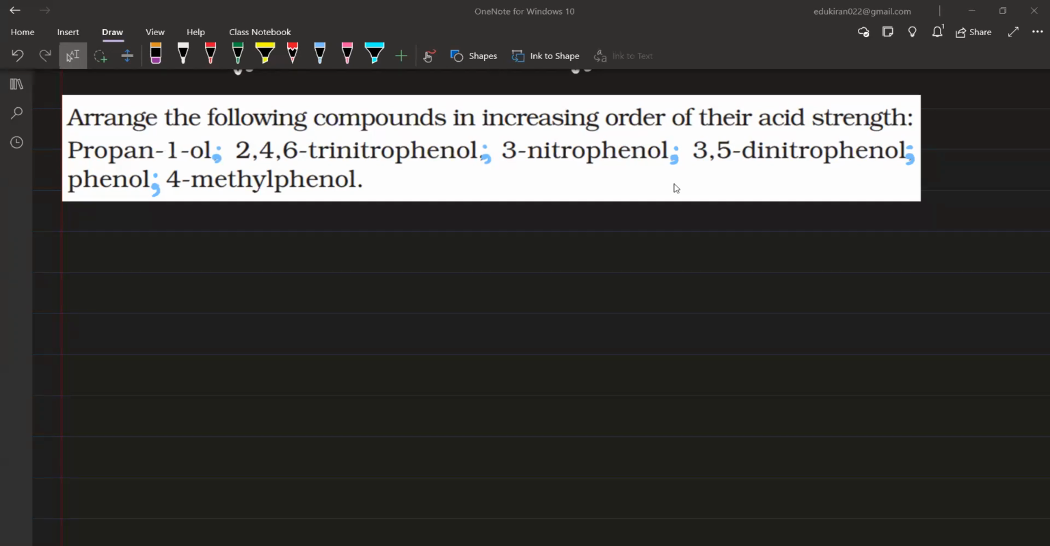Okay, so let us see. We have the first structure, that is propane 1-ol. Propane 1-ol will be, I think your structures are fine. So see, propane 1-ol: 1, 2, 3 carbon atoms and OH.